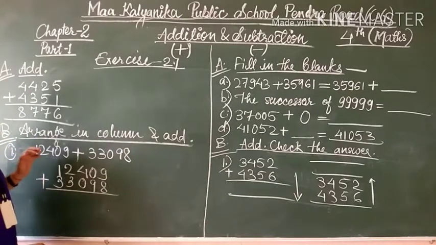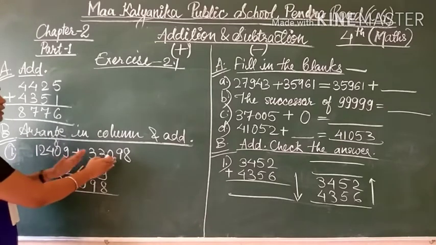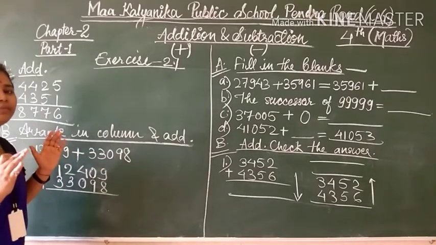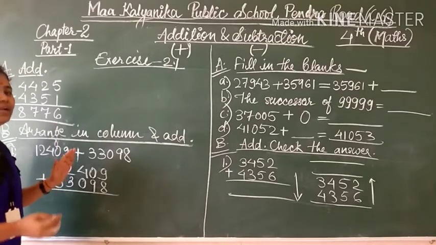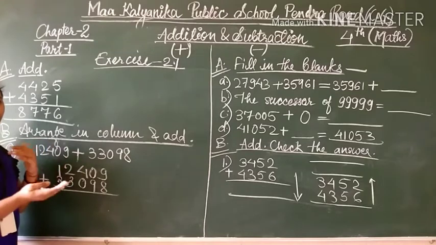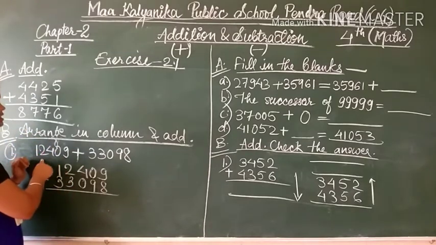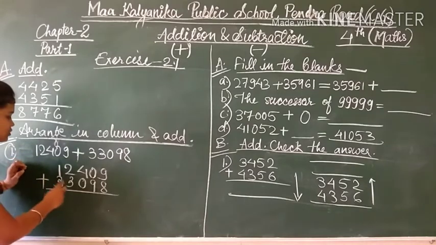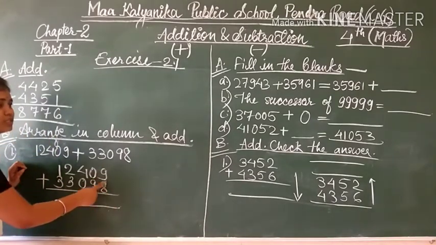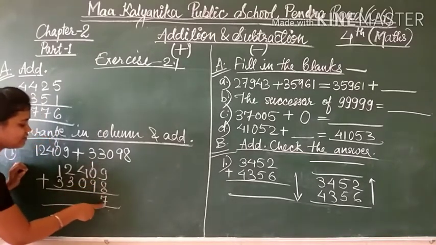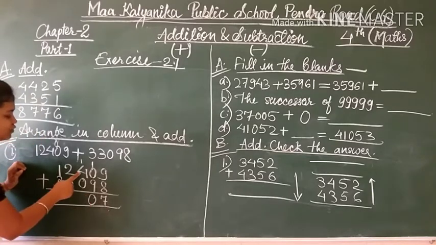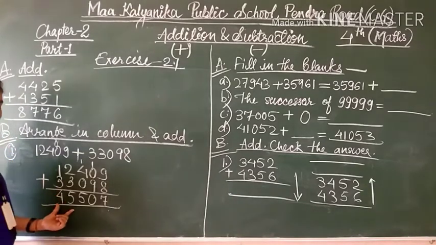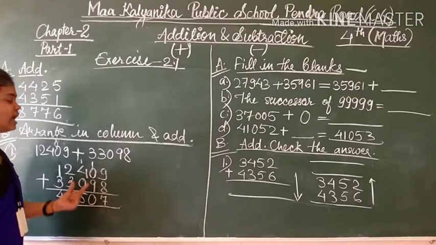One more thing I want to tell you: if you write this number first and then the other number, the answer will be the same. Now add: 9 plus 8 is 17, write 7 and carry 1. 9 plus 1 is 10, write 0 and carry 1. 4 plus 1 is 5. 3 plus 2 is 5. 3 plus 1 is 4. 45,507 is your answer.